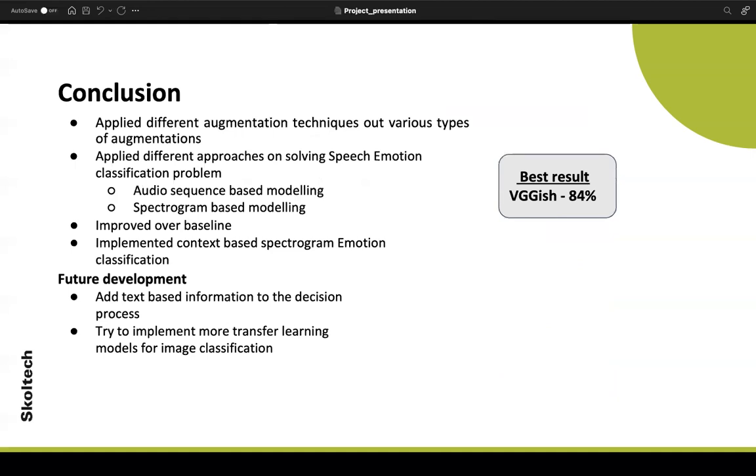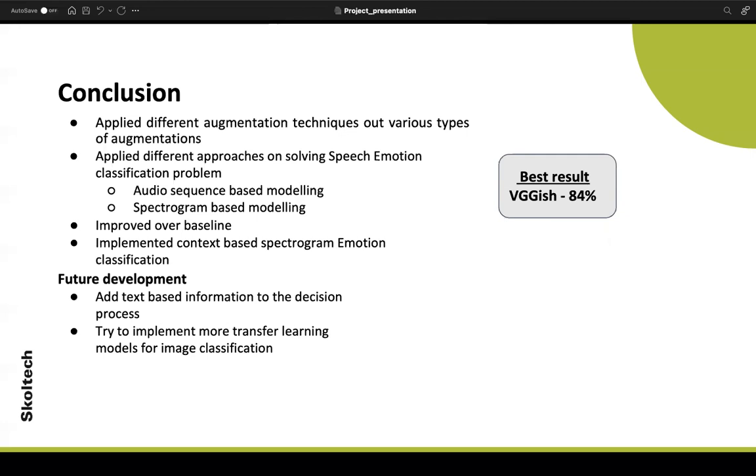Well, to sum up, during our analysis, we applied different augmentation techniques to increase the number of audio recordings in our data sets for the models to have higher accuracy. As I have said before, we applied different approaches to solving the speech emotion recognition classification problem: the audio sequence-based modeling and the spectrogram image-based modeling. We also significantly improved over our baseline, and we got results that are considerably higher than in the previous papers.